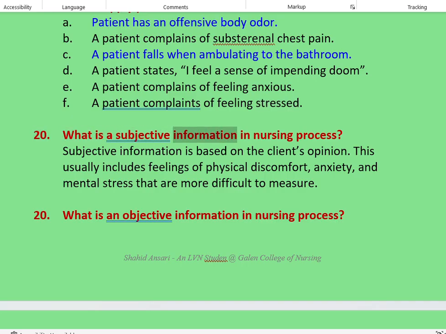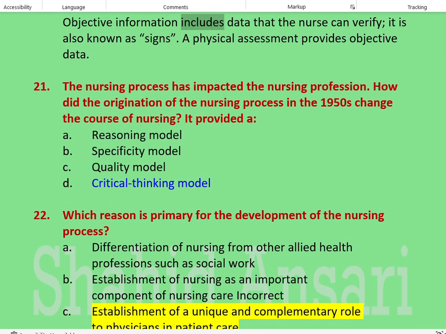20. What is the subjective information in nursing process? Subjective information is based on the client's opinion. This usually includes feelings of physical discomfort, anxiety, and mental stress that are more difficult to measure. 20. What is objective information in nursing process? Objective information includes data that the nurse can verify. It is also known as signs. A physical assessment provides objective data.